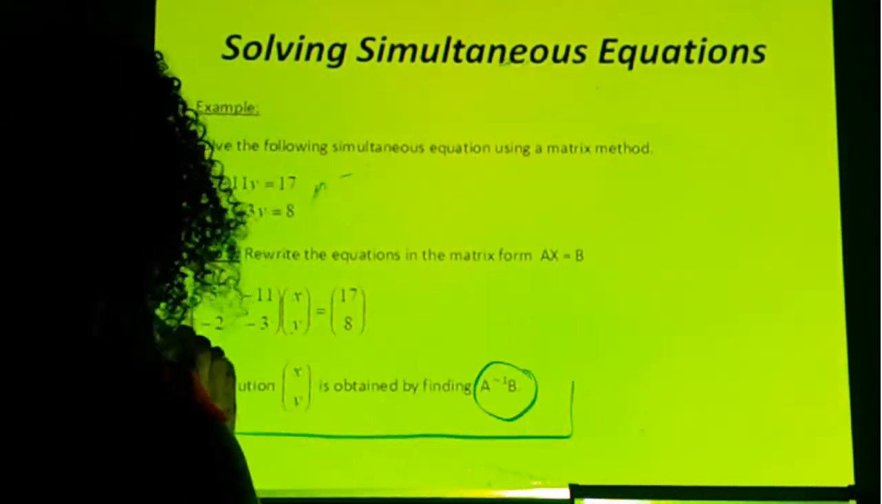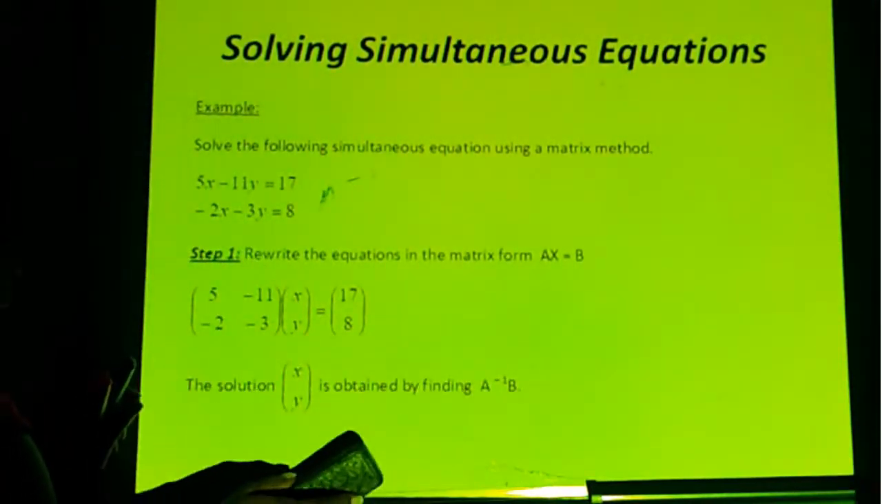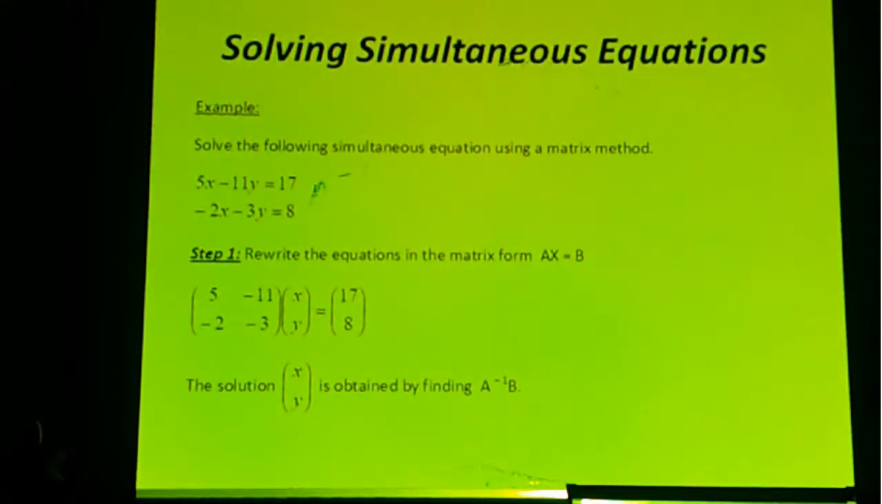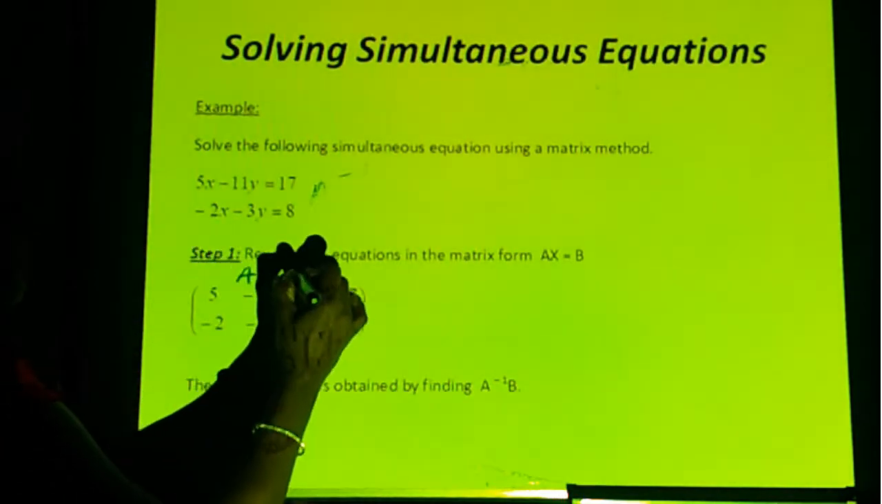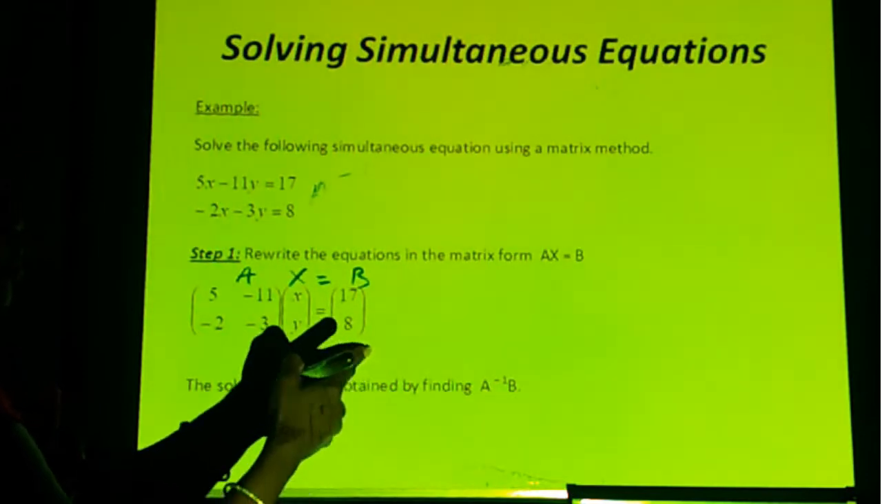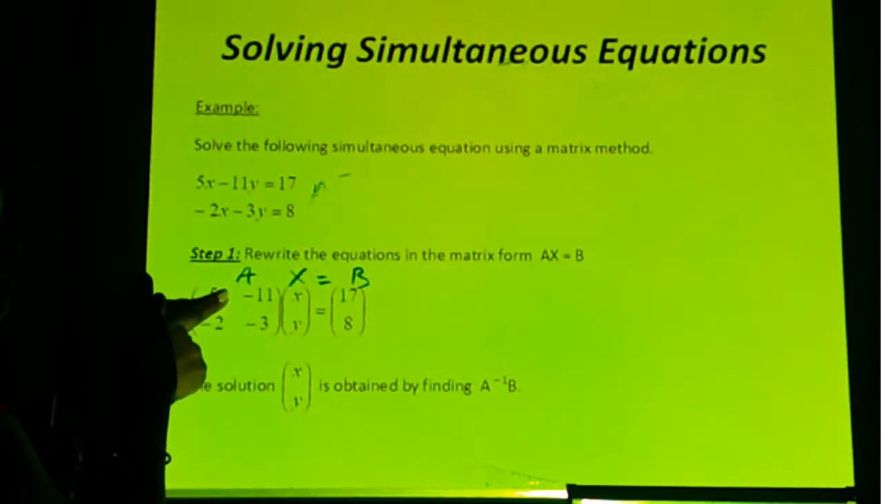So again, to solve a simultaneous equation, the formula is A to the minus 1 times B. And what do we call A? This matrix. What do we call B? What comes after the equal sign. So we're going to find the inverse of A and multiply that answer by B.